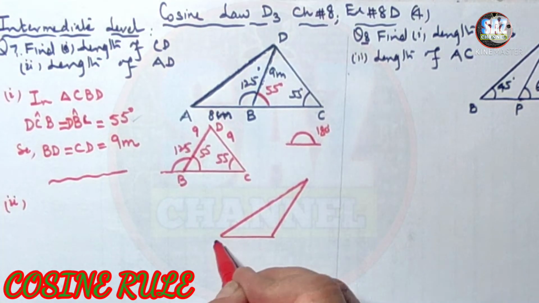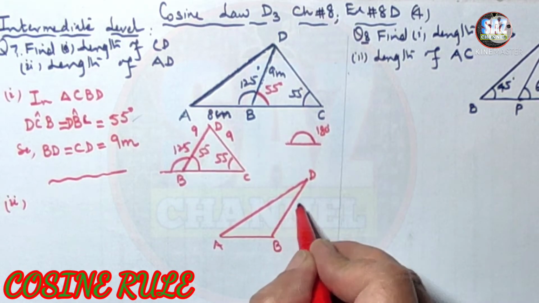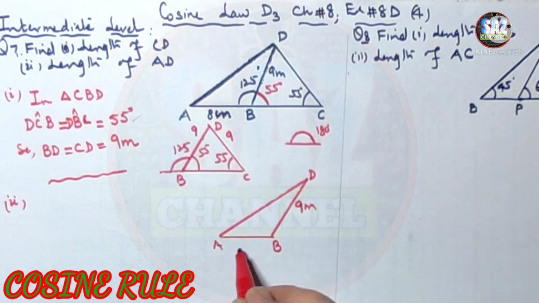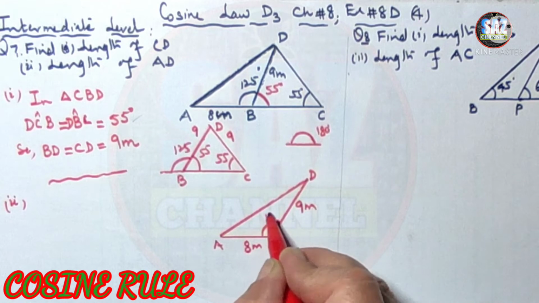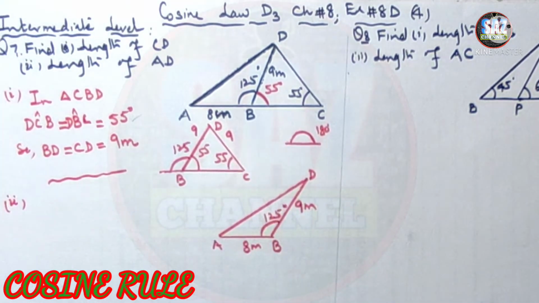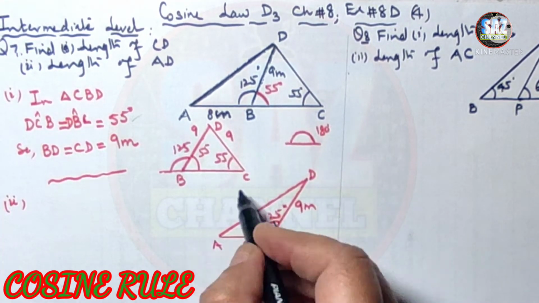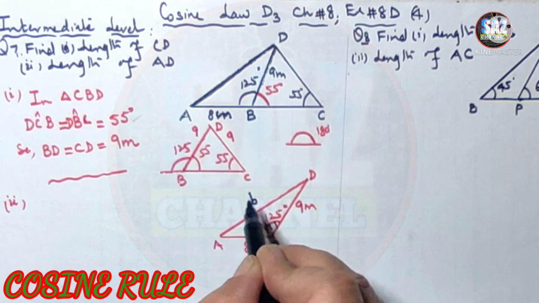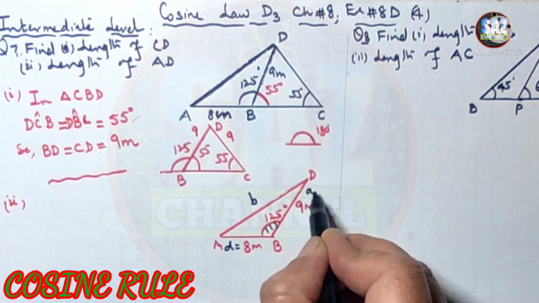This is A, B and D, and this is 9 meters and this is 8 meters, and this is 125 degrees. Now look, we have to find AD distance. Again, recall that we are given two sides and the included angle. So we have to apply which law? Cosine law. As this is length B, it will become small b. This is small d and this will be small a.